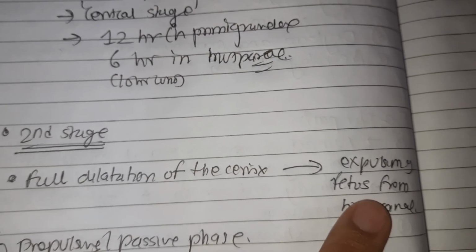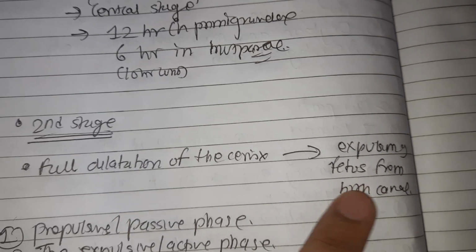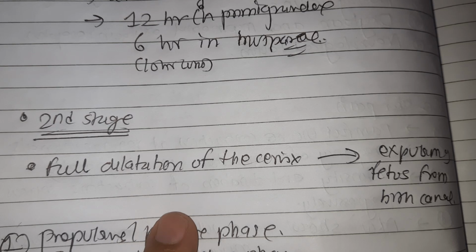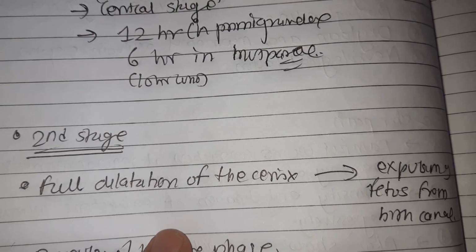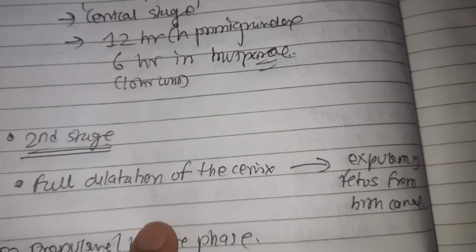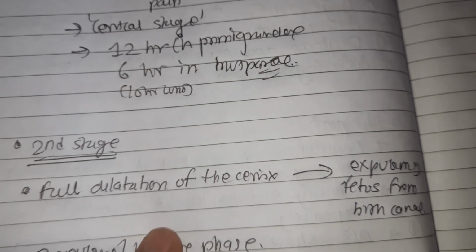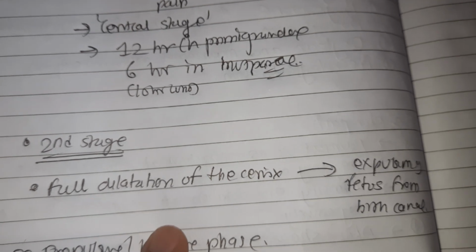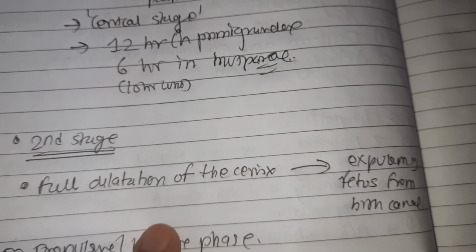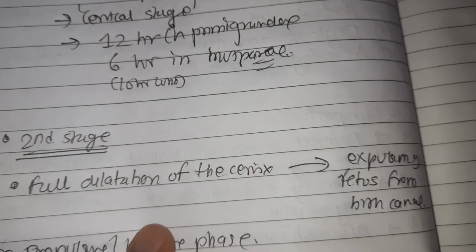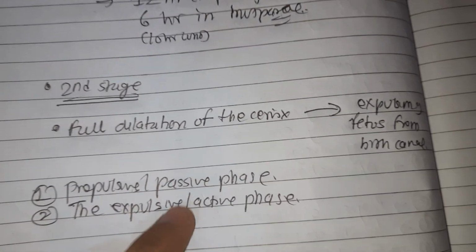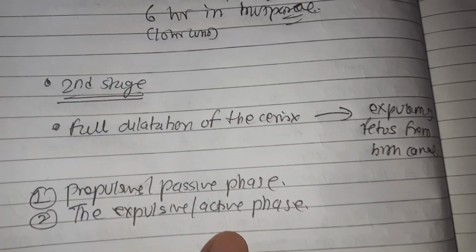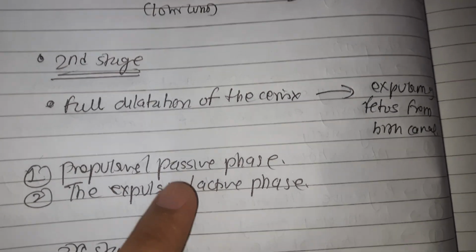In the second stage, it starts from the full dilatation of the cervix and ends with the expulsion of the fetus from the birth canal, and it has two phases. Namely the propulsive or passive phase, which starts from full dilatation up to the descent of the presenting part to the pelvic floor, and the second is the expulsive or active phase, which is distinguished by the maternal bearing down effort and ends with the delivery of the baby.